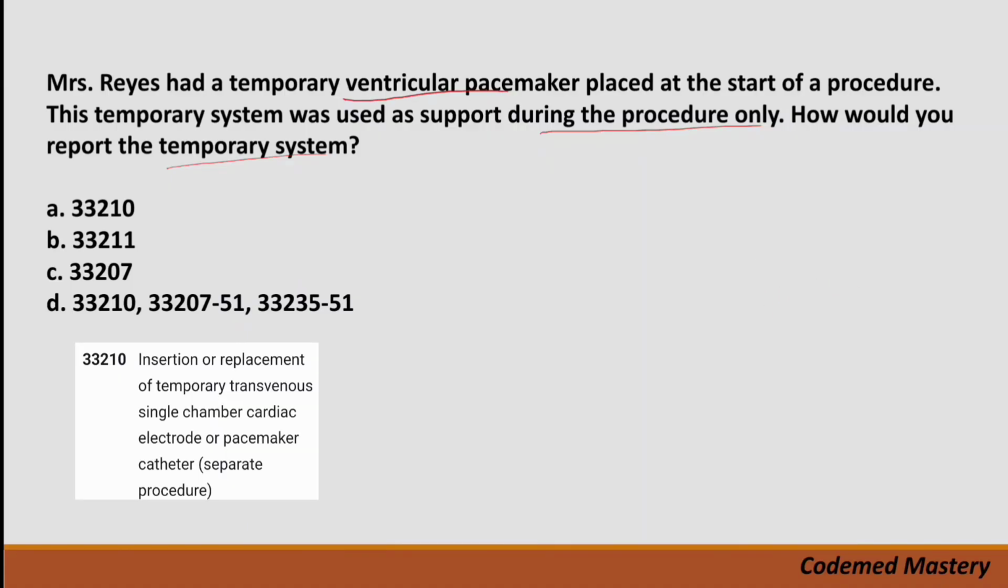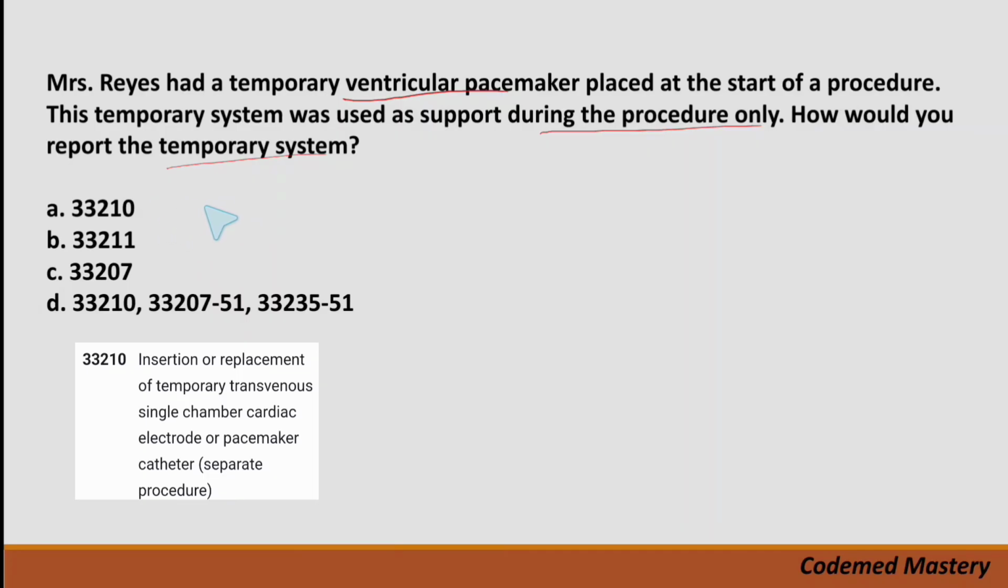33210 is for insertion or replacement of temporary transvenous single chamber cardiac electrode or pacemaker. Okay, so in our question also they have performed temporary ventricular pacemaker insertion, right? And in code 33210 also they have mentioned single chamber. So here it is ventricular, single chamber and insertion of temporary transvenous pacemaker. So it is matching with the question. We'll keep this option for now.